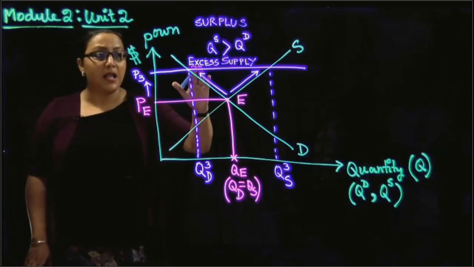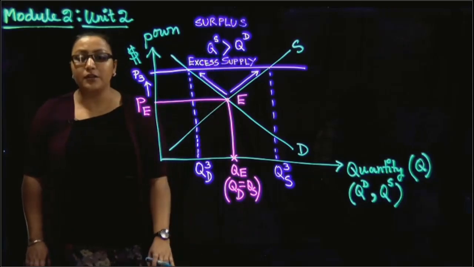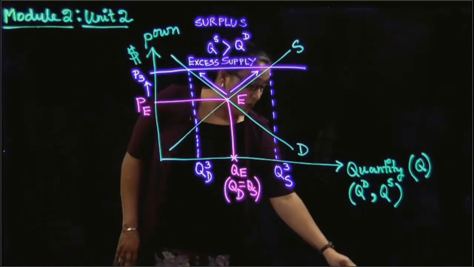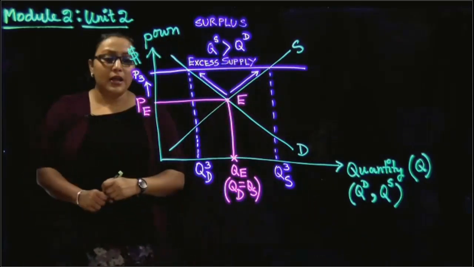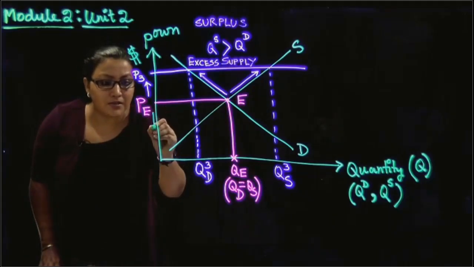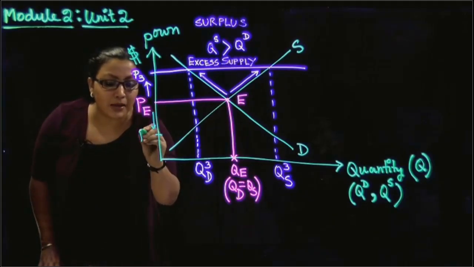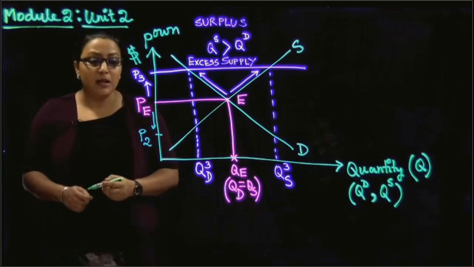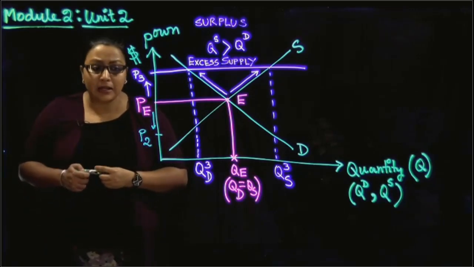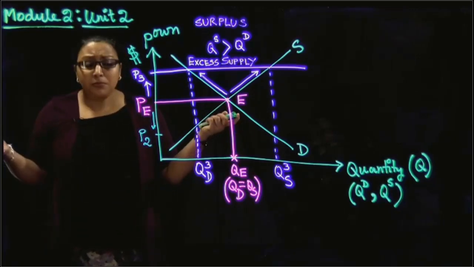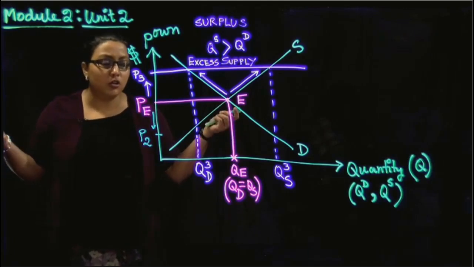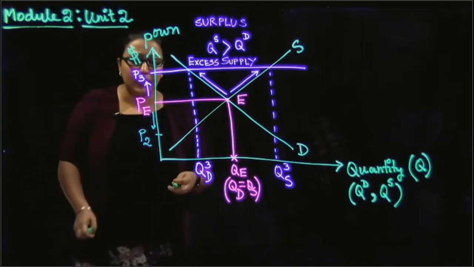when quantity supplied is greater than quantity demanded. Now next, for whatever reason, if there was a decrease in the price in the market to a level like P2, and once again P2 could really be any price level, it could be $2, $5, $10, anything.